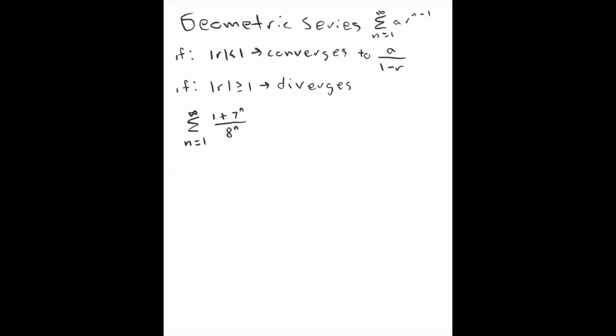A geometric series is a series with a constant ratio, which converges to a over 1 minus r if the absolute value of r is less than 1, and diverges if the absolute value of r is greater than or equal to 1. Here's an example.